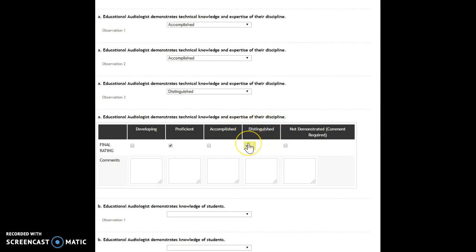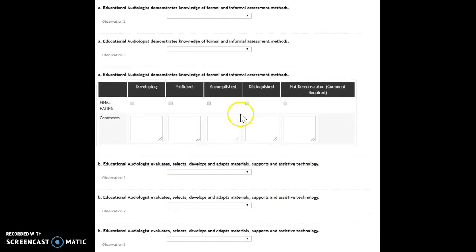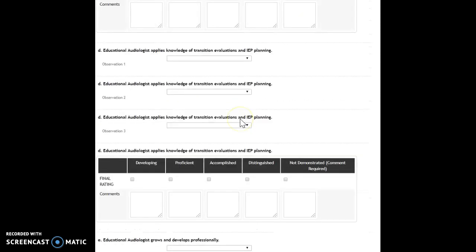This is also an opportunity that if the staff member has artifacts they want to bring in that support a higher score, this would be an opportunity for them to do that at the summary conference. You can see this form continues down through all of the elements of the evaluation system.